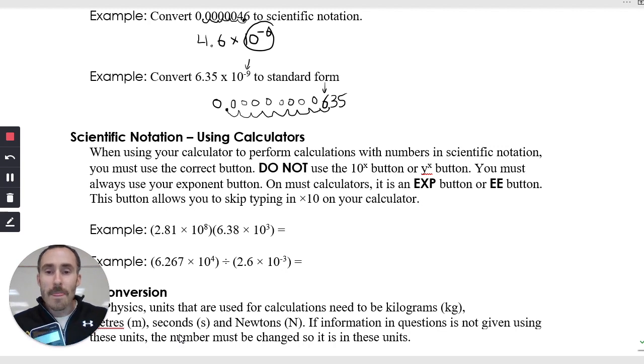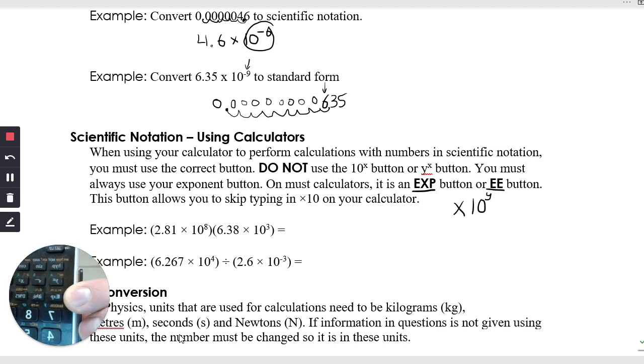What you're looking for is either an EXP or EE button. Okay, so these two things over here, EXP or EE. Sometimes there's a times 10 to the power of button, times 10 to the X or to the Y or something like that. Sometimes you'll see a button like that on your calculator. Same thing. On mine, I want you to see right over there. It's backwards for you. Thanks, webcam. But it says EXP. Okay, and that means times 10 to the power of.